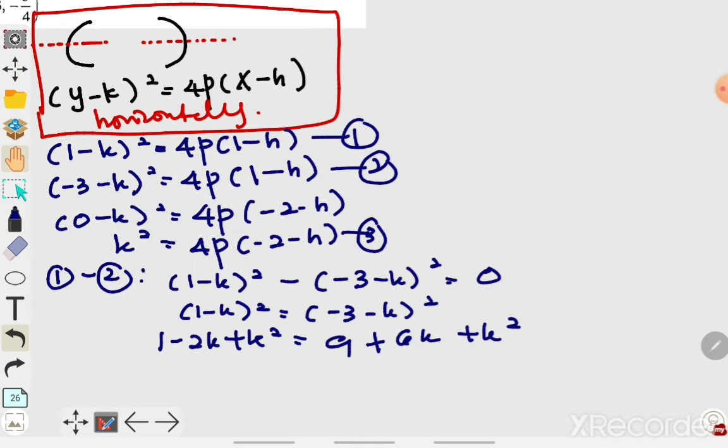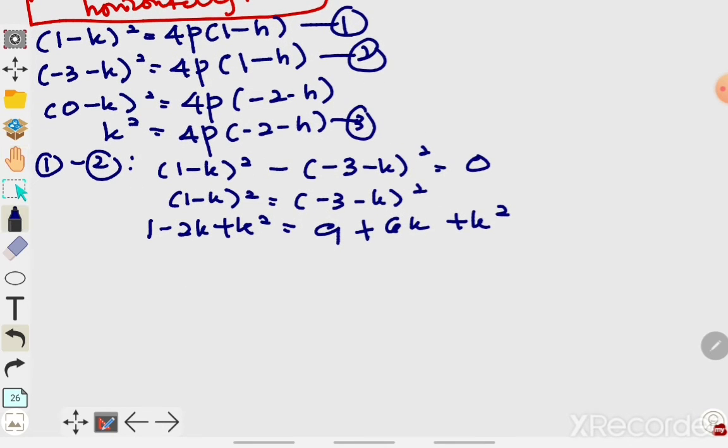Okay, so how do we do this? Then we can settle the k squared, right? K squared can be cancelled. So 6 plus 2k, we have 8k. 1 minus 9 is negative 8. Wow, k equals negative 1. Alright, now we have k equals negative 1.